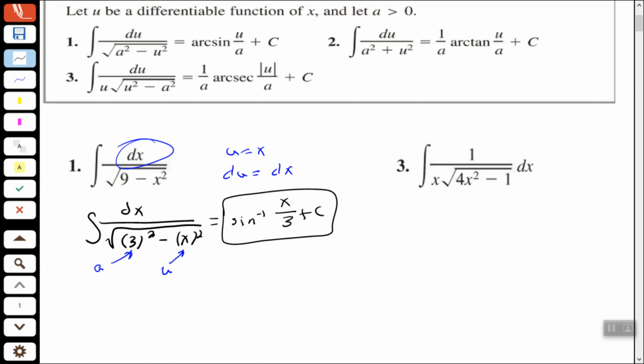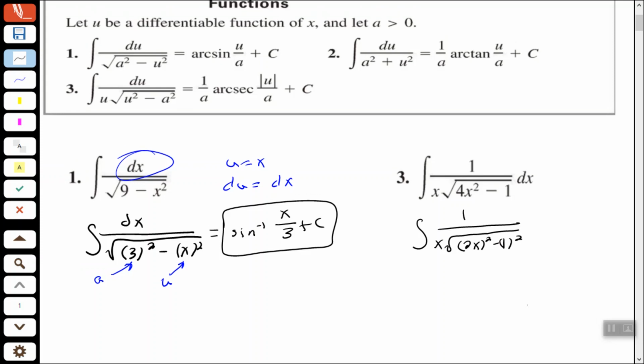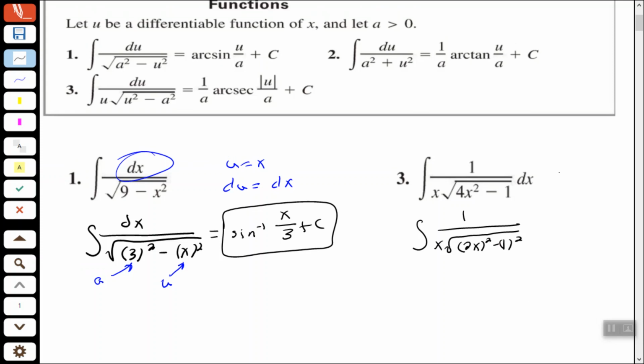Alrighty. Number 3, we have the integral of 1 over x times the square root of 4x squared minus 1. If I had to guess, I would say it looks similar to number 3, but we need to identify our u and a and du to make sure everything matches up. Dealing with these perfect squares and the radicals is one way to help you see those trigonometric forms. So we have 2x squared minus 1 squared. We'll let u equal 2x, and that means du equals 2 dx.